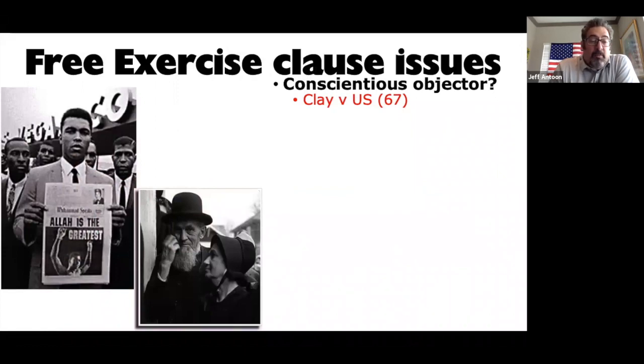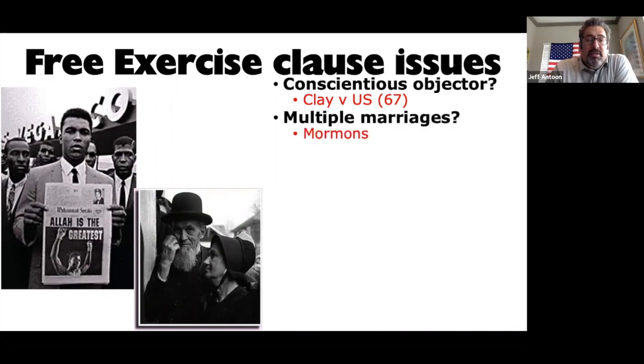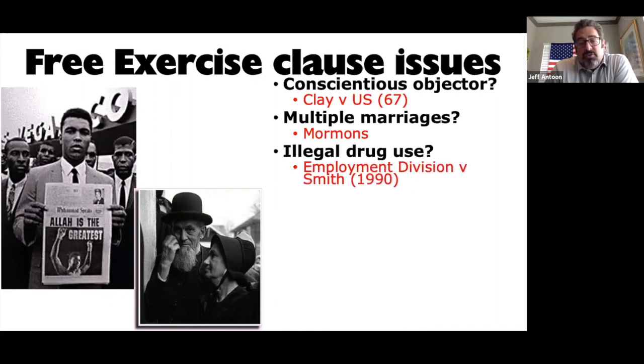Obviously, Cassius Clay, Muhammad Ali, converted to Islam and changed his name from Cassius Clay to Muhammad Ali. Clay versus the United States in 1967, where he got out of the Vietnam War as a result of his religion. Multiple marriages with Mormons. They can marry up to 4 people. Some of the Muslim faiths can do that as well. Those are issues. Illegal drug use.